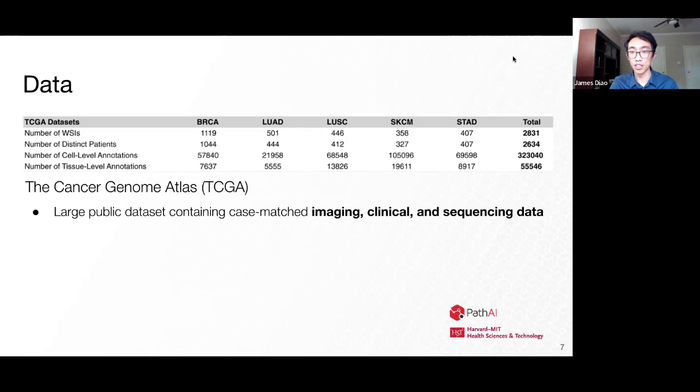And then these data, besides the imaging themselves, also have case-matched clinical and sequencing data, and a lot of intermediate data files that other groups have analyzed and produced based on these foundational data. So things like processed immune signature data, or deconvolutions that have been performed. I'll talk a little more about how we access those data later.